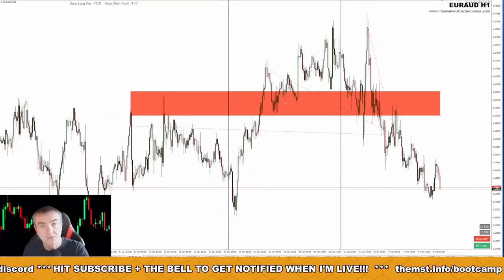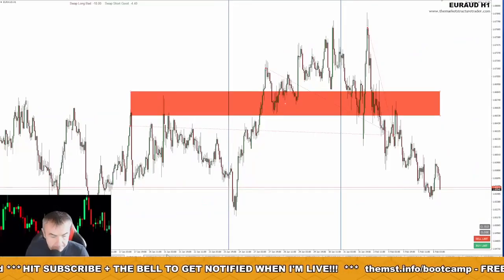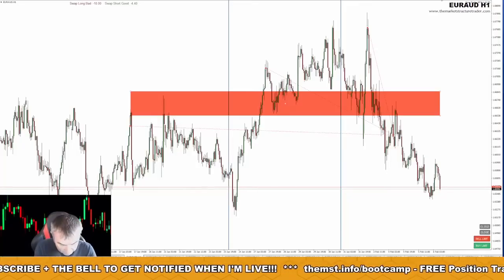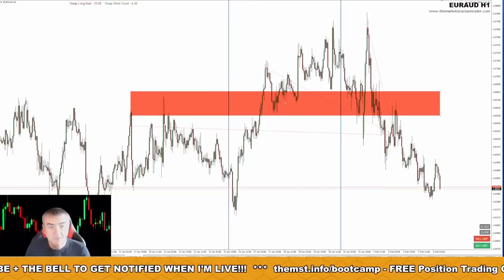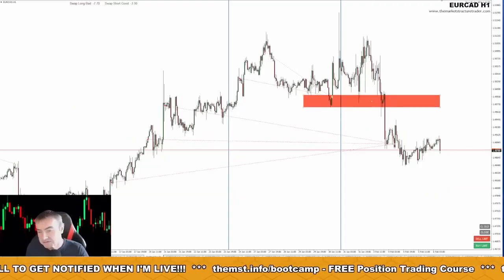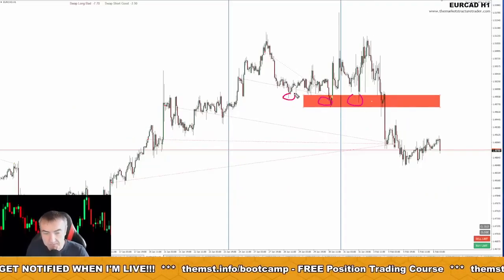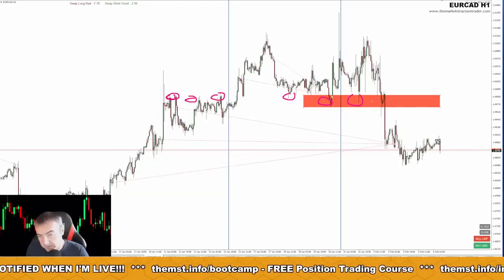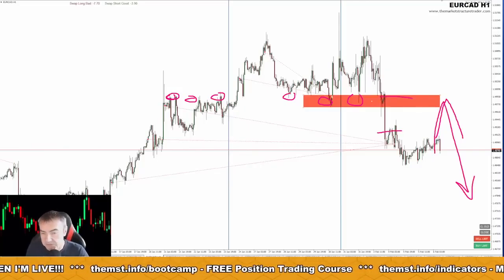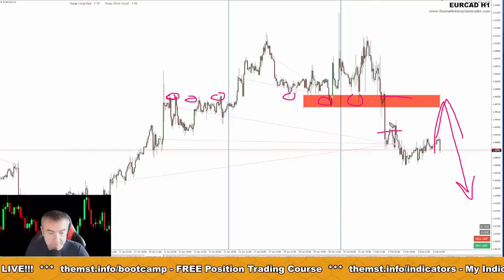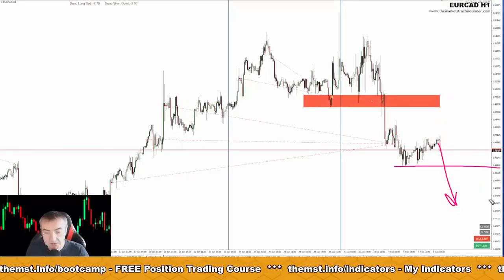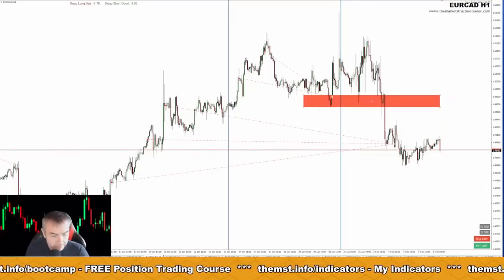Remind me, Euro CAD, when we start talking about it. I'll remind myself. Euro CAD, looking for shorts. Support, resistance, propulsion, back. Yeah, looking for that entry short. May not get it, may get it, but that's where I'm looking at the moment. Potential for it to break short as well.